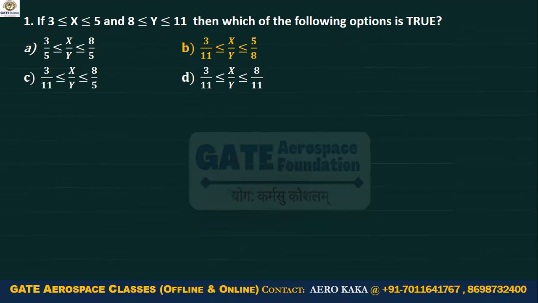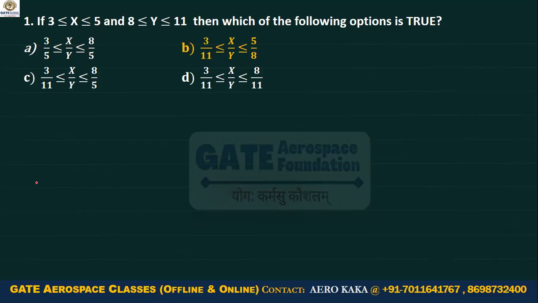The first question, the first five questions are of 1 mark each. The first question says that if x is greater than 3 and less than 5, and y is greater than 8 and less than 11, then which of the following options is true?